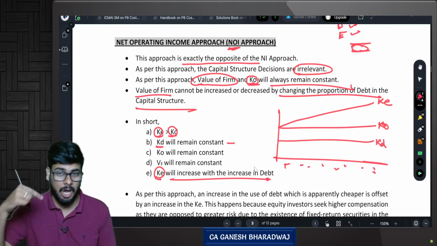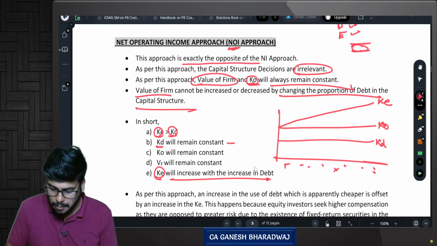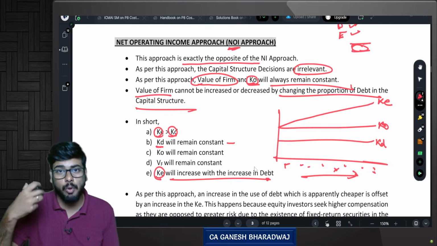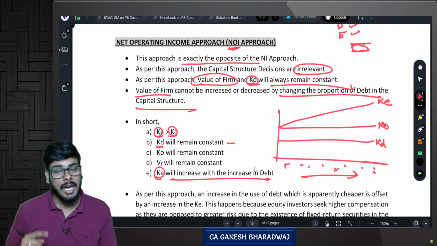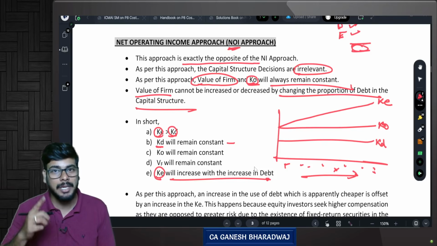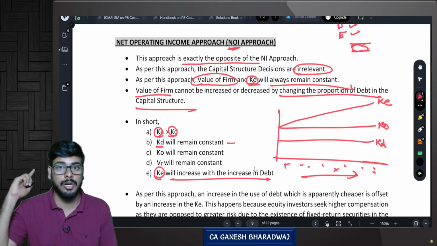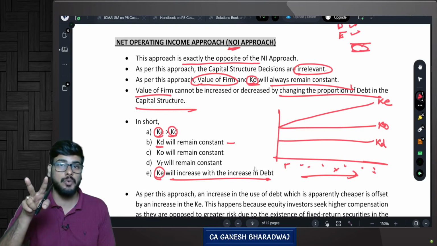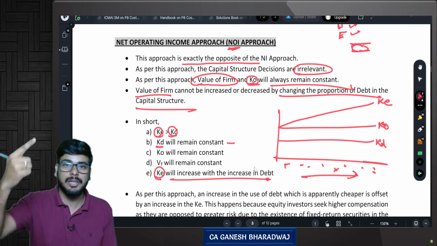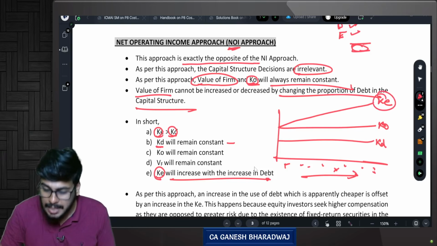Now, the logic that the NOI approach says is, if you infuse more debt in the capital structure, what happens? You need to pay more interest, correct? Interest is a fixed financial cost. So the more the fixed financial cost, what will happen? It is actually more risky for the company. Yes or no? Yes, the leverage effect is there, no doubt. But I told you it's a double-edged sword. Correct? It can also go against your favor. So it is more risk. Now the shareholders will start expecting more returns and hence KE will also increase.